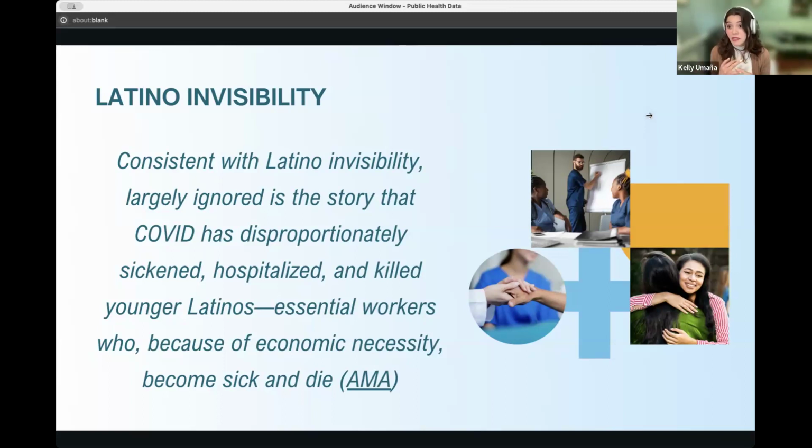They had to be in the field. They were likely undocumented, so they had to work informal jobs that required them to be at the front lines on a constant basis. And so those are some of the things that we're going to be talking about.